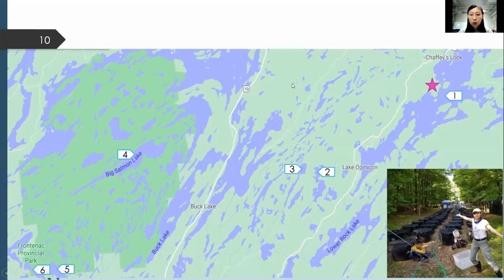We conducted our experiments at Queen's University Biological Station. We collected zooplankton from 6 different lakes around Kingston and mixed them to create a diverse zooplankton community. In this picture, these are my mesocosms.